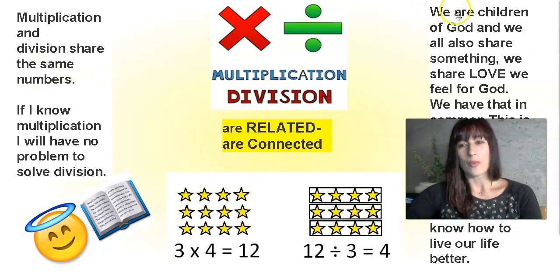Just like we are children of God and we also share something. We share the love we feel for God. We have that in common. This is how we relate to each other. Now also, if I know multiplication, I will have no problem to solve division. If I know 3 multiplied by 4 is 12, then I will know that 12 divided by 3 is 4. Just like if we know God's laws, we will know how to live our life better.